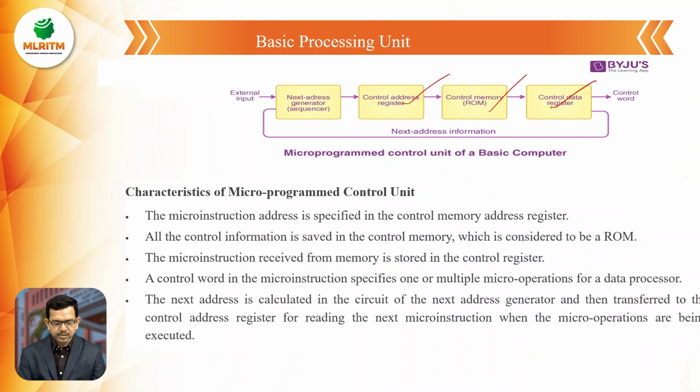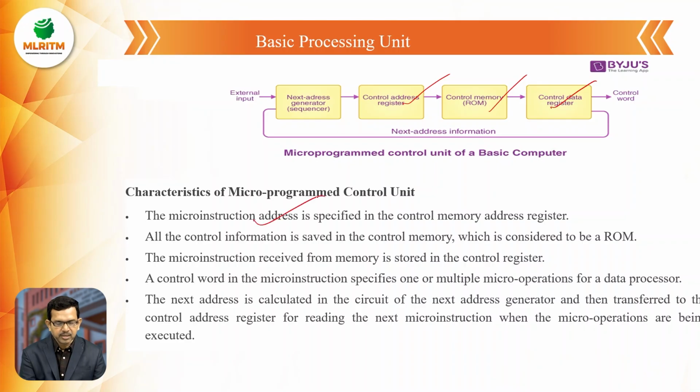Now we'll see the characteristics of the microprogrammed control unit. If we compare the microprogrammed control unit with hardware control, it differs, because the microprogrammed control unit is totally controlled by the basic instructions, or the basic programs, that we write. In the hardware approach, we do not write code; we simply make use of control logic gates, or wired controls, which are managed by the CPU. First characteristic: the micro instruction address is specified in the control memory address.